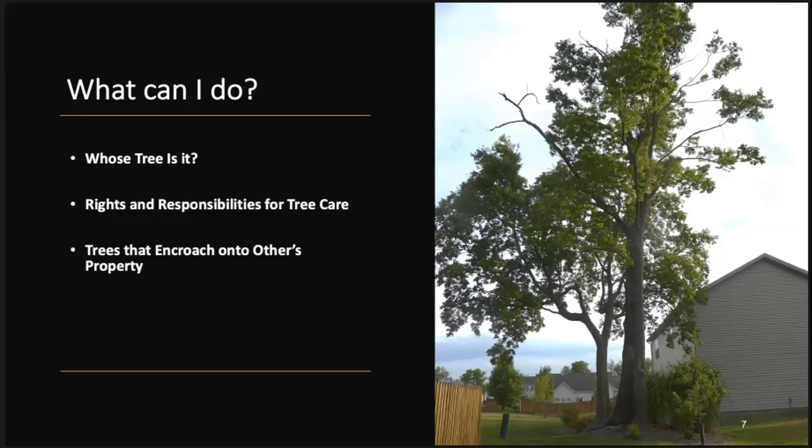So before we get into looking at defects and what to do about them, first of all, if we're inspecting a tree or looking at tree issues, we want to make sure that we understand who actually owns that tree. And do you really have any rights to that tree? Ownership is the first thing to establish in determining whether or not you can actually do anything with it. And also, do you have the rights or permission to encroach on other people's property?